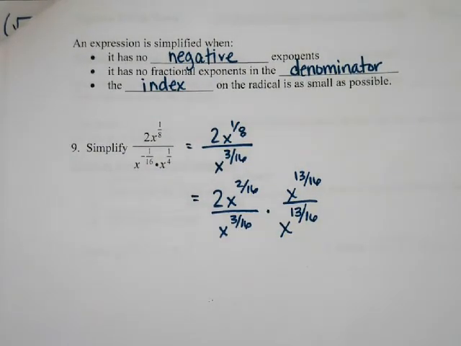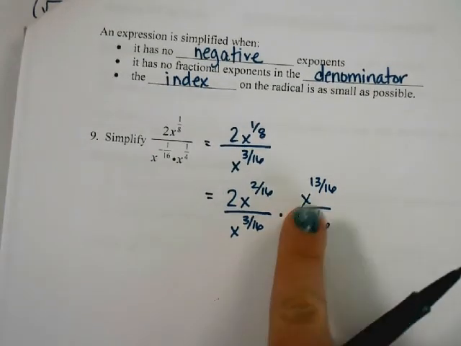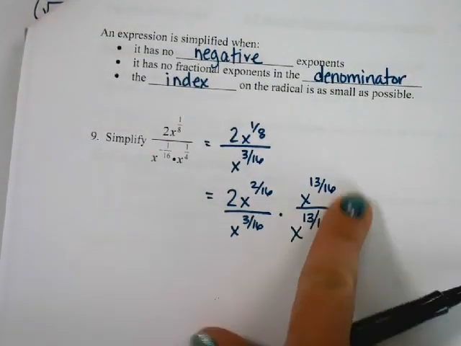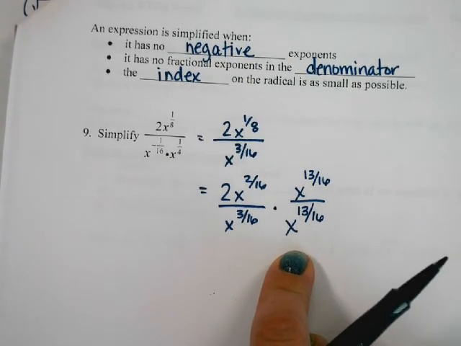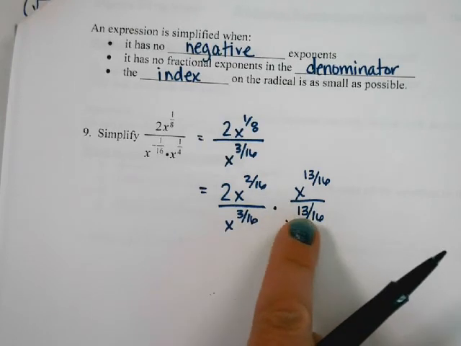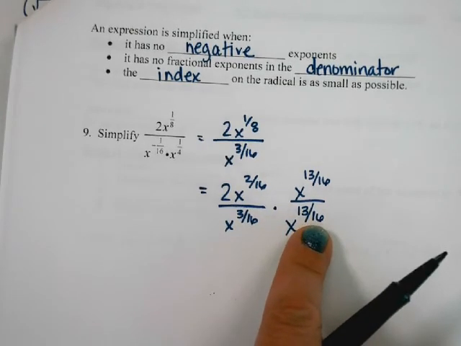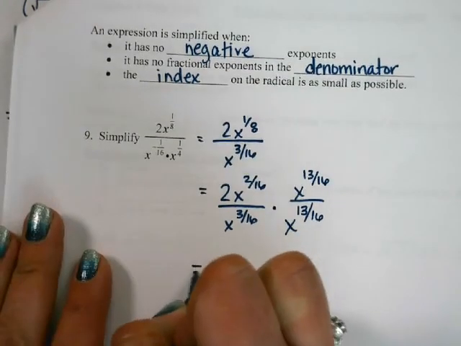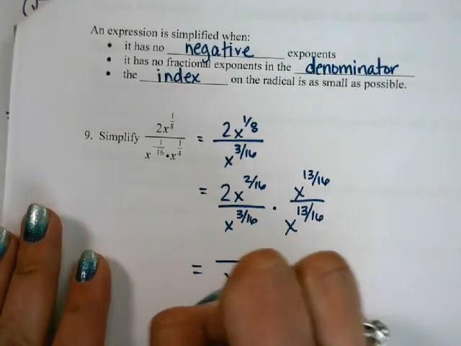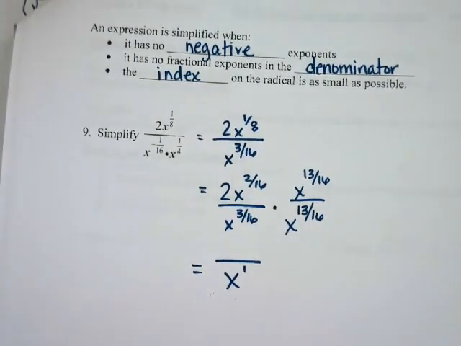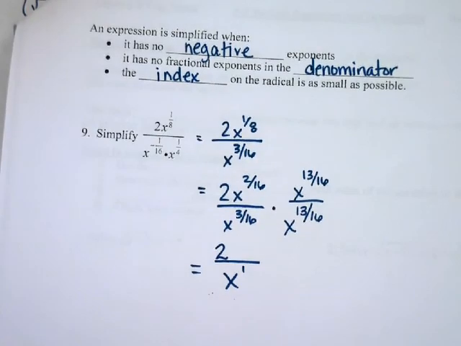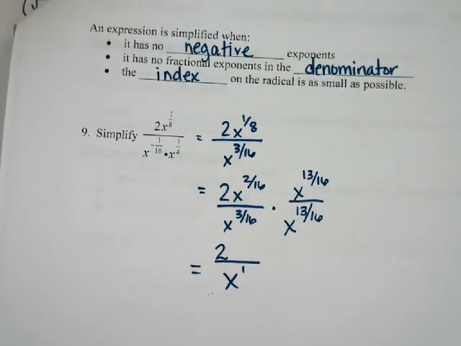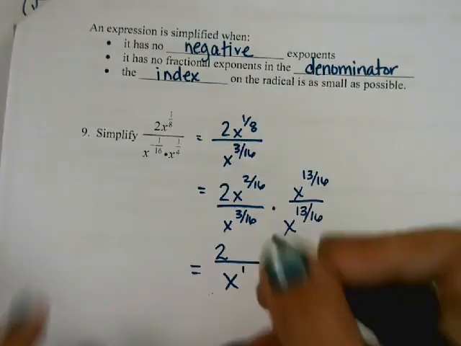Okay, now, remember you do it to the bottom, you got to do it to the top. So that I'm essentially multiplying by 1. So 3/16 plus 13/16 is 16/16 or 1. Okay, so my denominator has just turned into x to the first. And then I have my 2 out front, and I have 2/16 plus 13/16. 15/16.